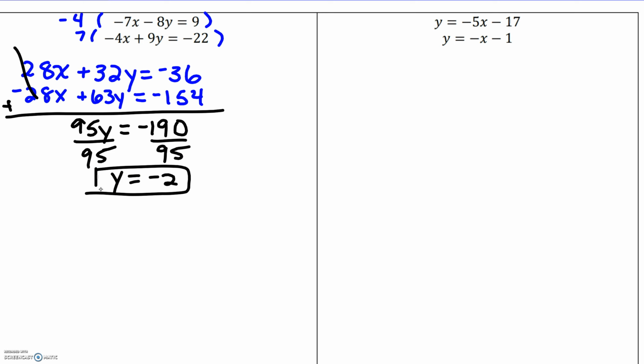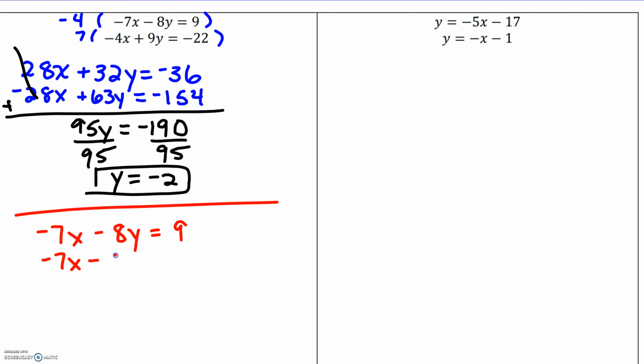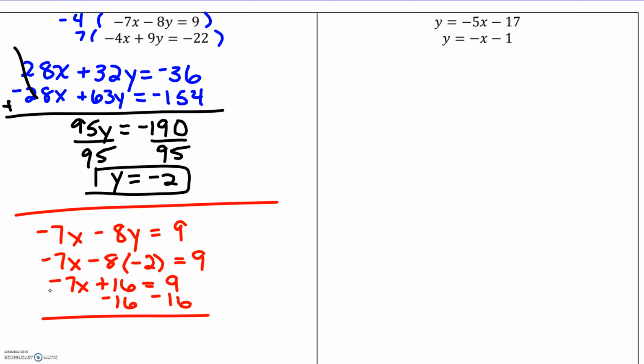Once you have the y value, go back to either the top or the bottom and solve for x. I'm going to take the top equation, negative 7x minus 8, our y was negative 2. Negative 7x, right here is a positive 16, equals 9. Subtract 16. Negative 7x equals negative 7. Divide by negative 7, and x equals 1. So our solution is x comma y. So 1 comma negative 2.